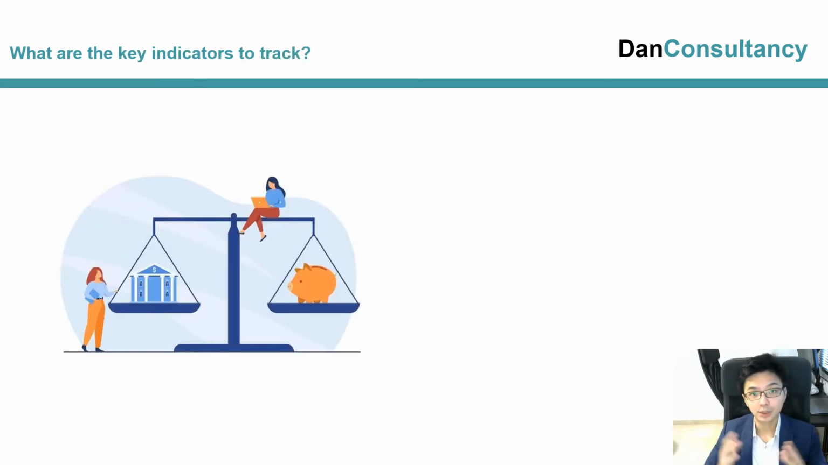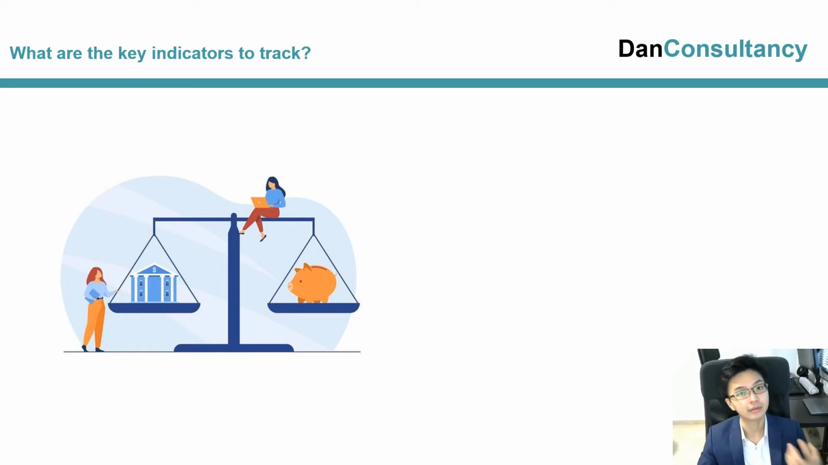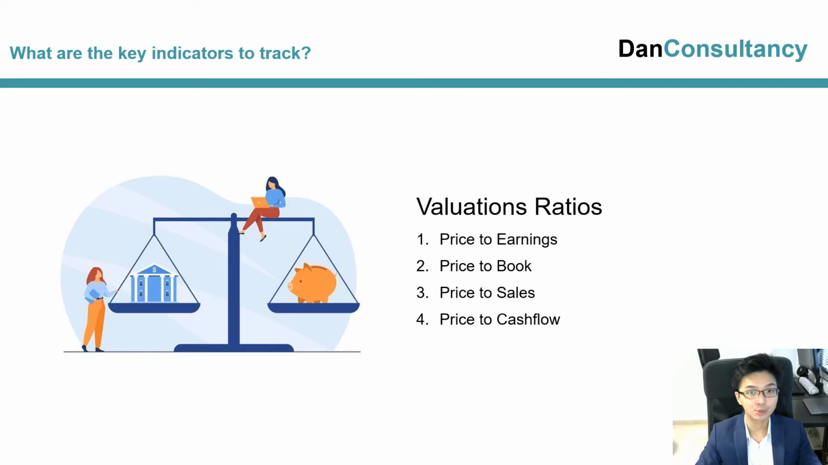Now that we've understood the basic idea of fundamental analysis and intrinsic value, the next question is, how do we go about measuring this intrinsic value, right? To measure the length of something, you need a ruler. To measure the valuations of an investment, you need indicators. The key indicators that are used to measure the valuation of our investments are the price to earning, price to book, price to sales, as well as price to cash flow ratio.